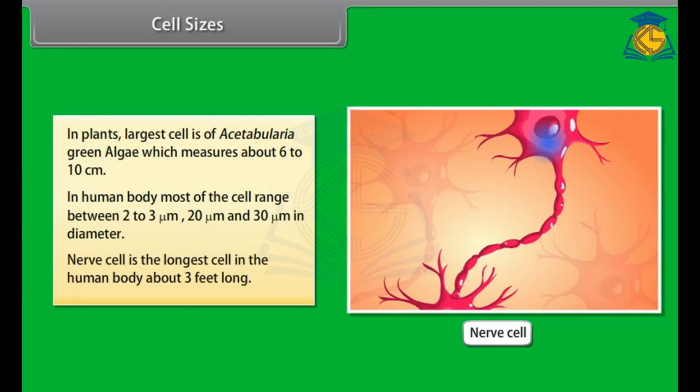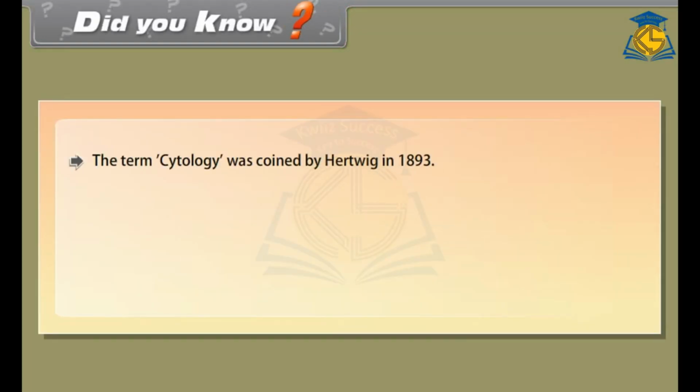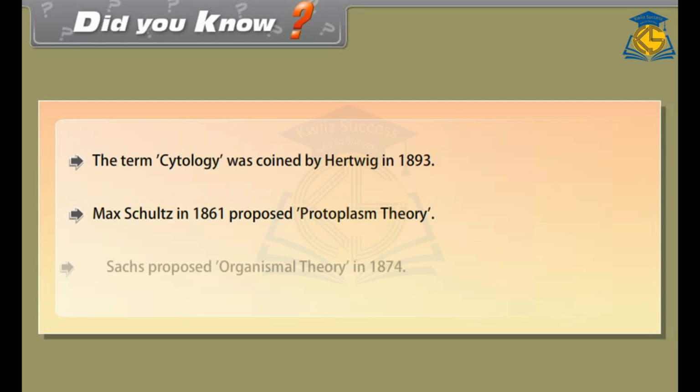Nerve cells are the longest cells in the human body, about 3 feet long. Did you know the term cytology was coined by Hertwig in 1893? Max Schultze in 1861 proposed the protoplasm theory. Sachs proposed the organismal theory in 1874.